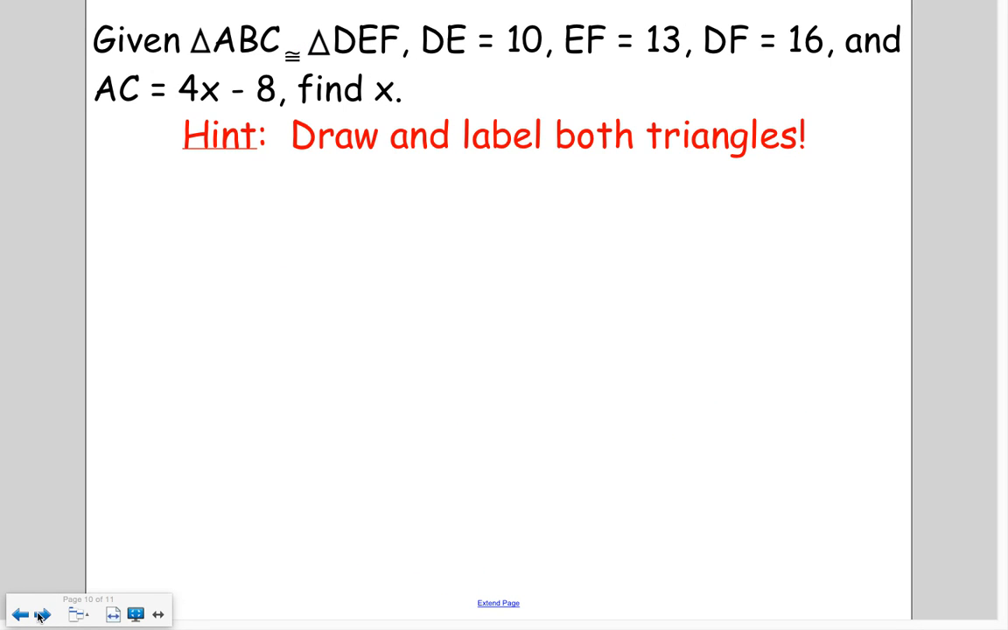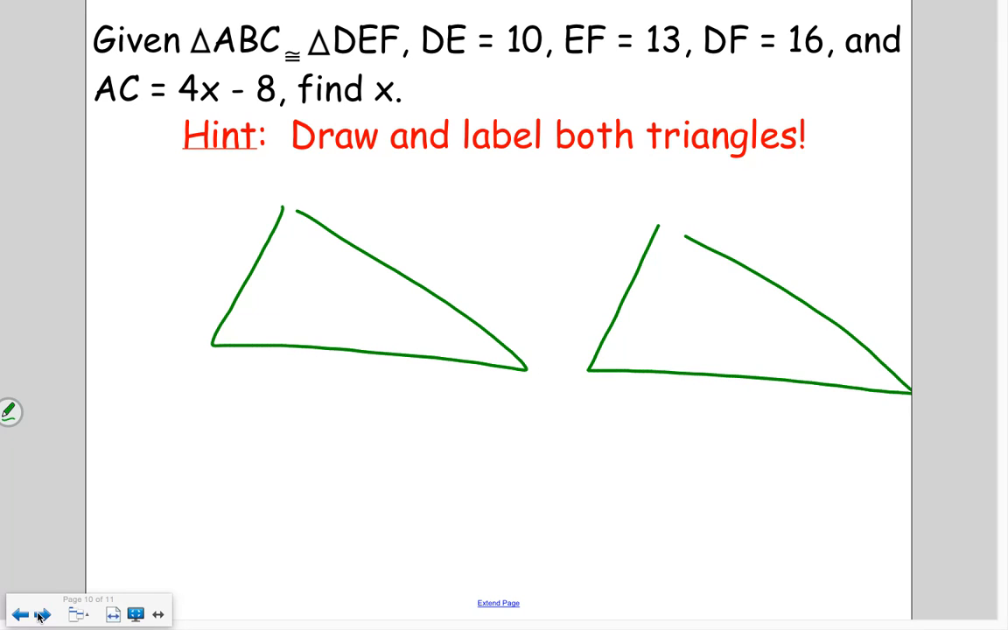Similar type problem here. Triangle ABC and triangle DEF. A, B, C, D, E, F. Go ahead and mark my congruent parts here. And that's all written in there based on the congruence statement.